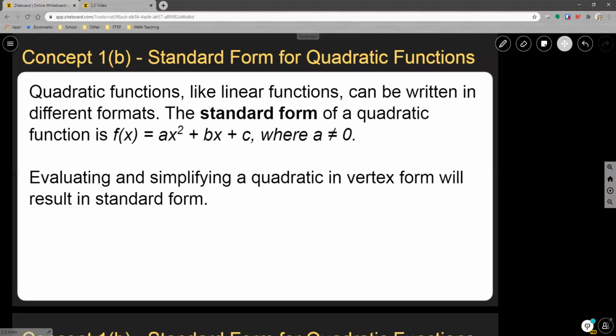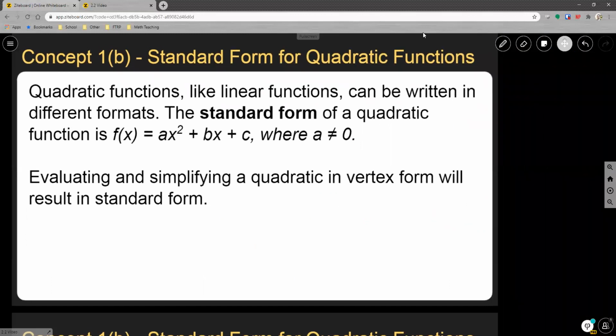So let's move on to concept 1B, the standard form of quadratic functions. So quadratic functions, like linear functions, can be written in different formats. The standard form of a quadratic function is f of x equals ax squared plus bx plus c, where a cannot be equal to 0.